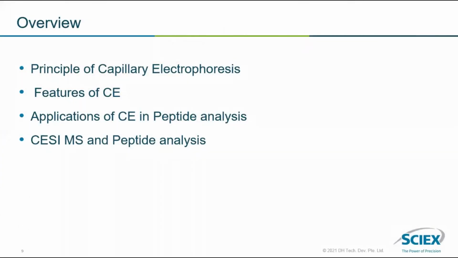So this is the overview of my presentation. I'm going to start with the principle of capillary electrophoresis, and in this section, we will talk about how capillary electrophoresis works and what is the principle behind it. After that, we will discuss the features of capillary electrophoresis, and then we will talk about different applications of CE in peptide analysis. And in the last, we will also talk about a new technology, which is called CSI mass spec for peptide analysis. In this section, we will briefly talk about how CE can be connected with the mass spec for further peptide analysis.